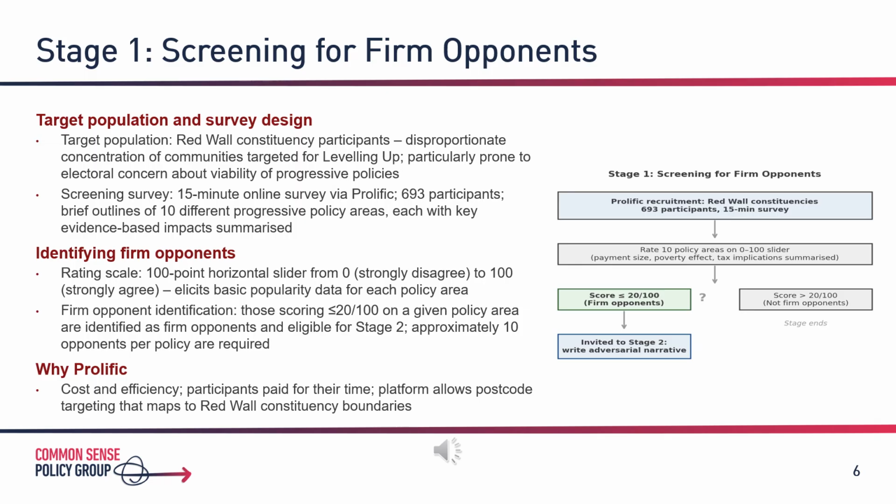The screening survey serves two functions simultaneously. It produces basic prevalence data on support for each policy area across the target population. It's useful for characterizing where each policy stands before any deliberative intervention. And it identifies the specific individuals who hold firm opposition, scores of 20 or below on the 100-point scale, who will be invited to participate in Stage 2.